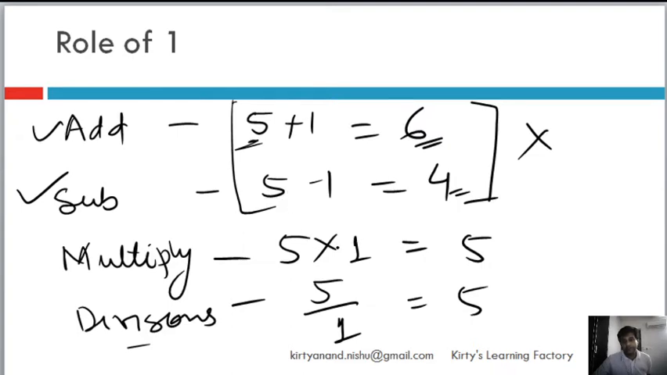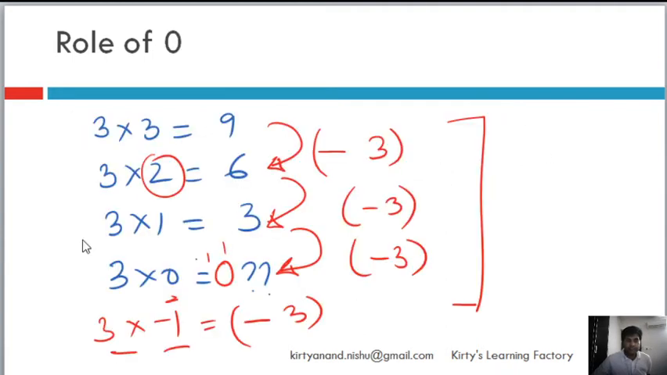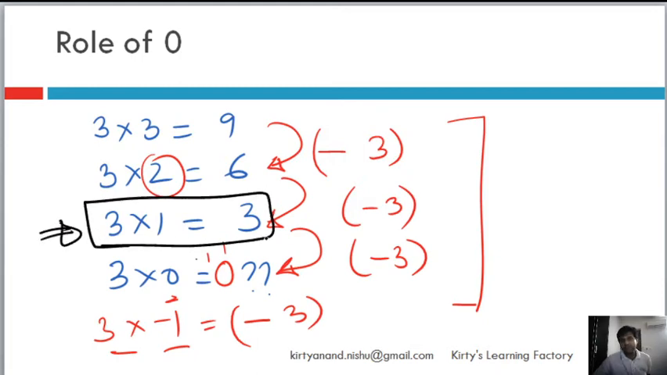Similarly, if I multiply a number by 1, the number will stay. And now you know why 5 into 1 is 5, because we just learnt it. And using the same method, you can also see why 3 into 1 is 3. Similarly, for any number you can establish that number into 1 is equal to that number itself.